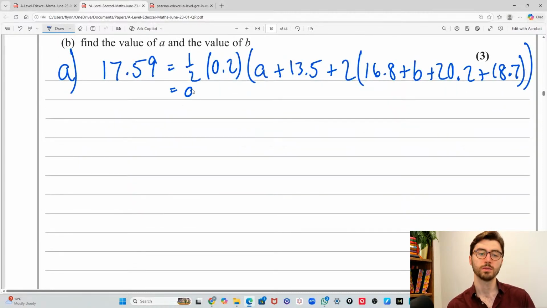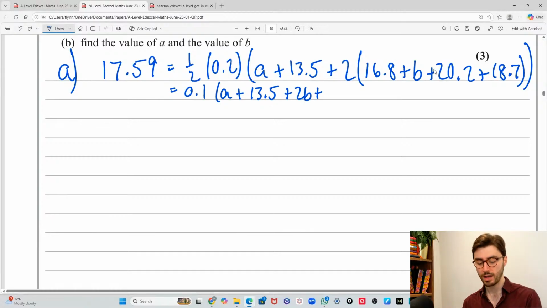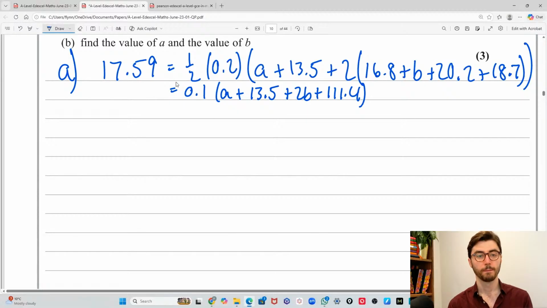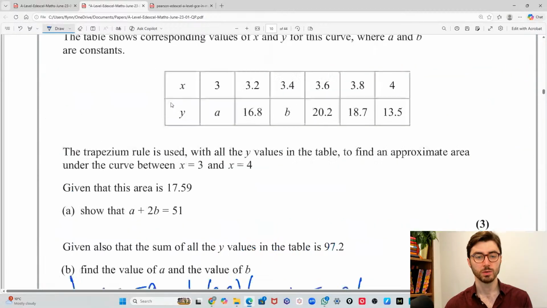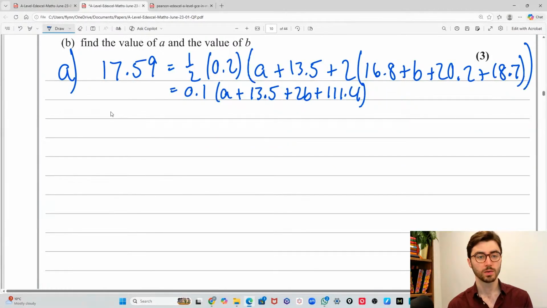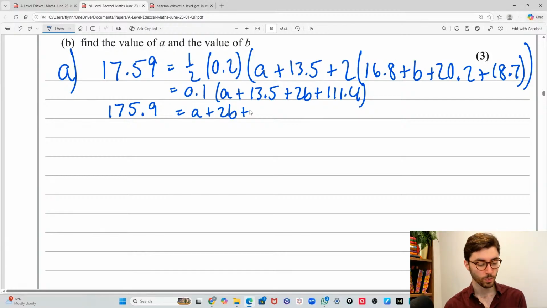So this would be 0.1 into a plus 13.5 plus 2b plus 2 lots of all of these things summed together. This is not rocket science, so I don't need to show you the typing in phase of this. You add up all of the numbers inside the bracket, you multiply it by 2. So it's 2b plus 111.4. Should we multiply everything by 10? Yes, we should. So 175.9 is equal to a plus 2b plus 111.4 plus 13.5, which is 124.9.